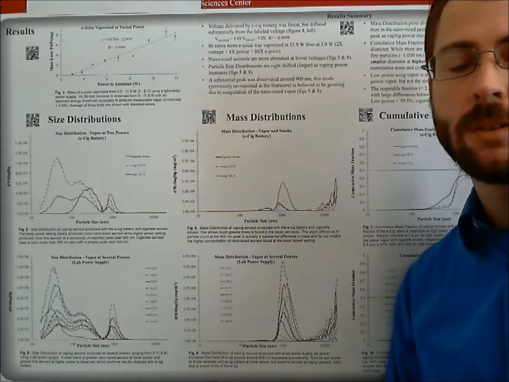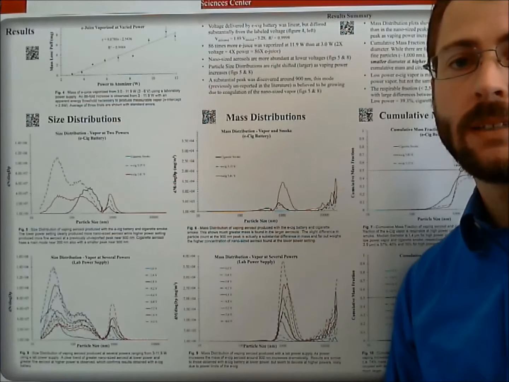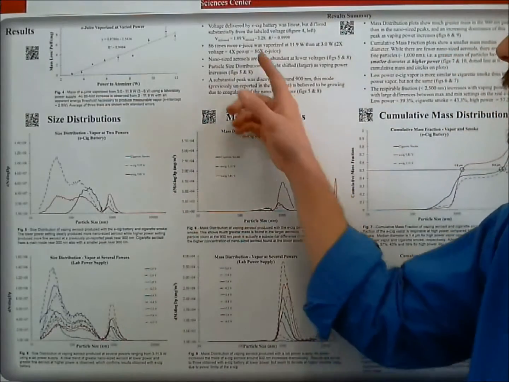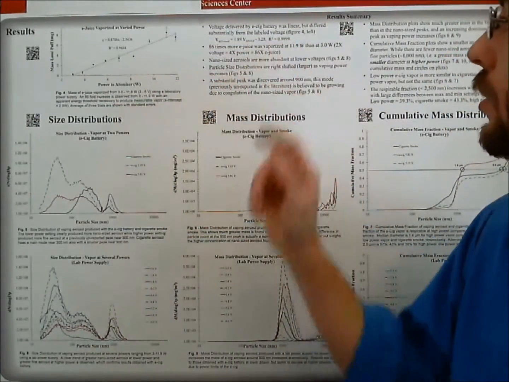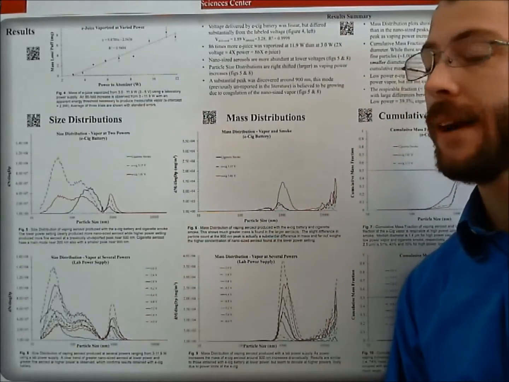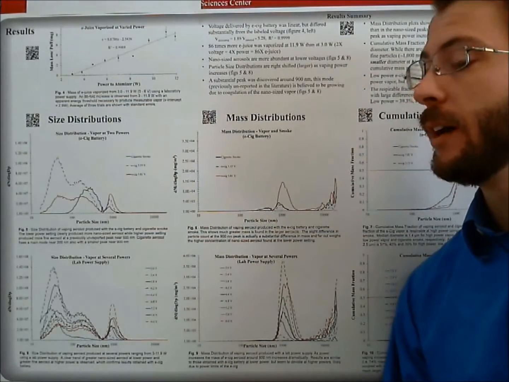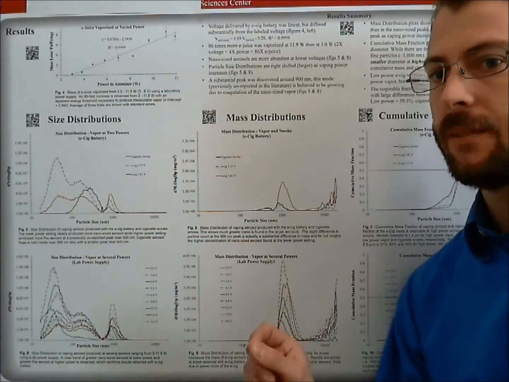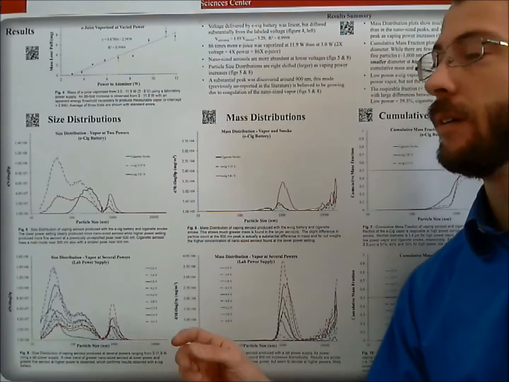To summarize our results, we find that the delivered voltage of the test e-cigarette was quite different than its labeled voltage, but it did vary quite linearly, as we can see, with a correlation coefficient of 0.9999. But it wasn't very indicative of the settings that were on the dial.